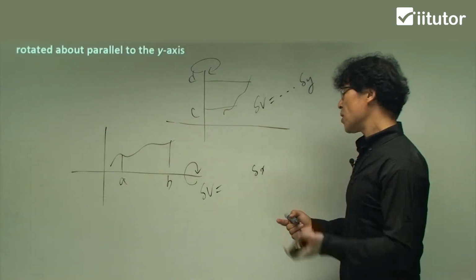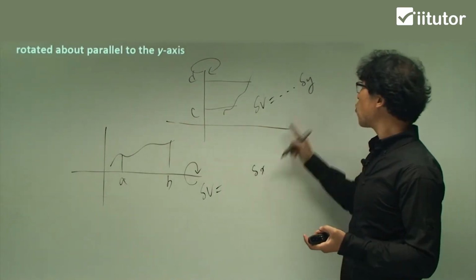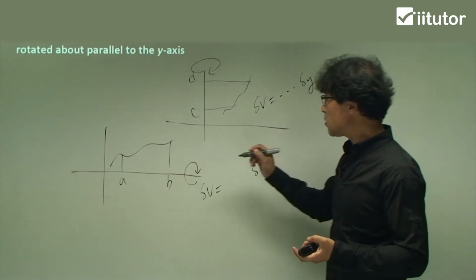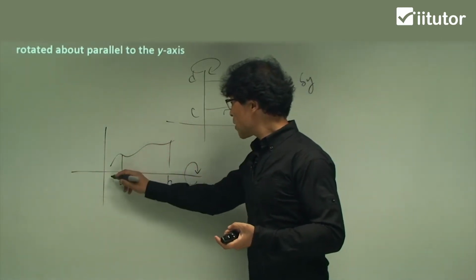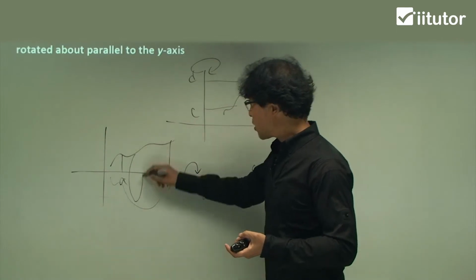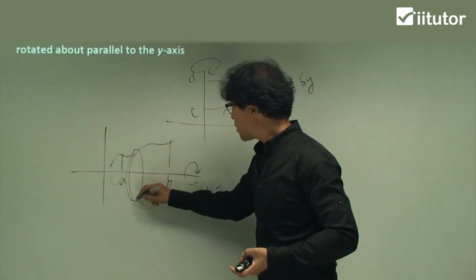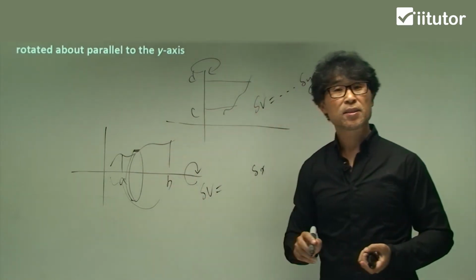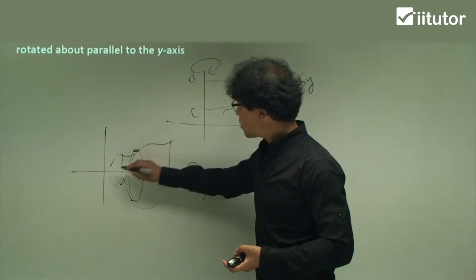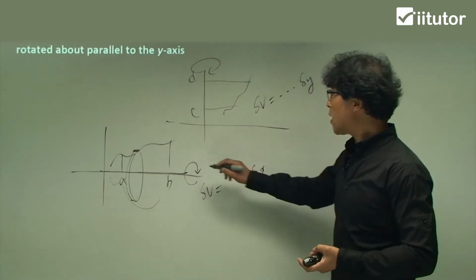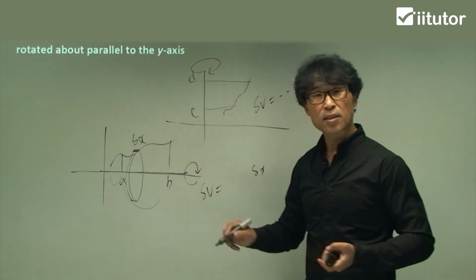Okay, the other way that you can find either delta x or delta y is this one. We have a shape, and we're going to rotate it about this axis. The delta volume is measured like this, so that is the thickness. Okay, if the thickness is parallel to the x-axis, then we can say, oh, that is delta x.